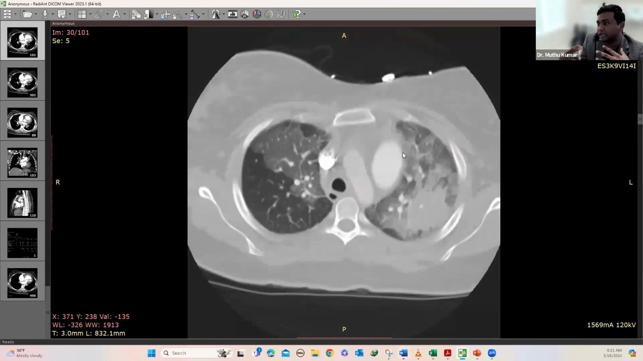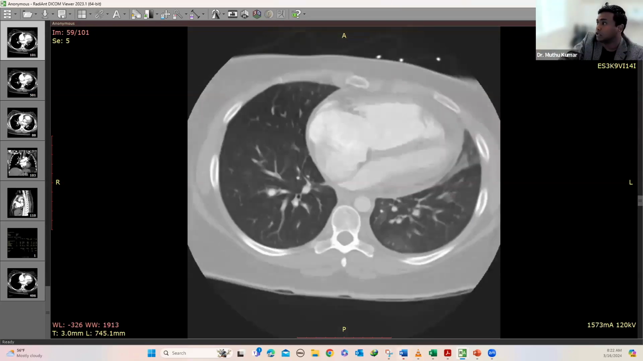When you see mass-like consolidation with surrounding ground glass in a patient in whom you are suspecting vasculitis, the immediate thing to jump for is pulmonary alveolar hemorrhage. This is rare: usually in Takayasu arteritis, the involvement of pulmonary arteries is less than 50%. But in this patient, we have pulmonary arterial involvement, and it also extends into the pulmonary parenchyma, and that resulted in diffuse alveolar hemorrhage.